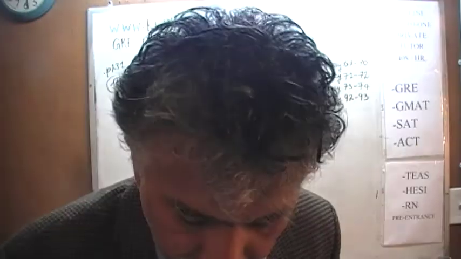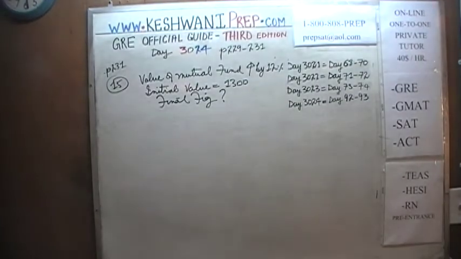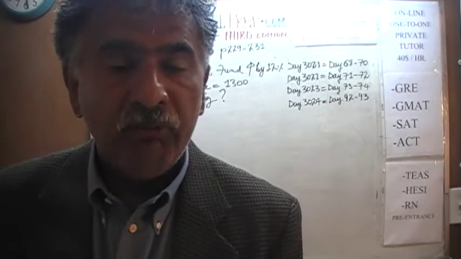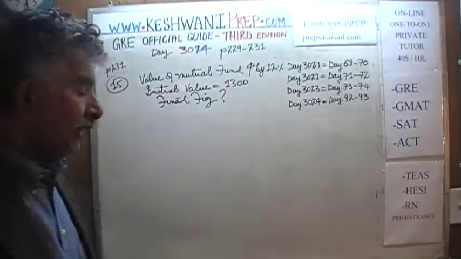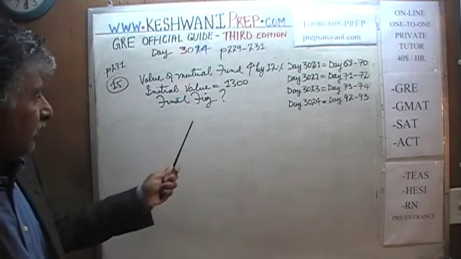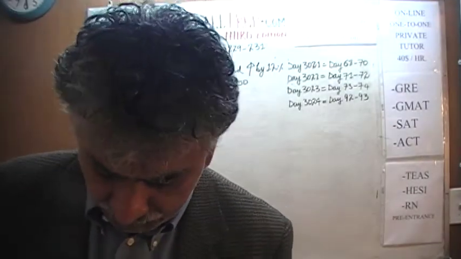If you ever have trouble deciphering my handwriting, you have absolutely no right to complain about it, because I always make a point of reading what I write. As long as you pay attention, I always read what I write on the blackboard in the event that you have trouble reading my handwriting. This says final figure. F-I-G is an abbreviation for figure. The question simply is, what's the final figure? Let's find out, shall we?